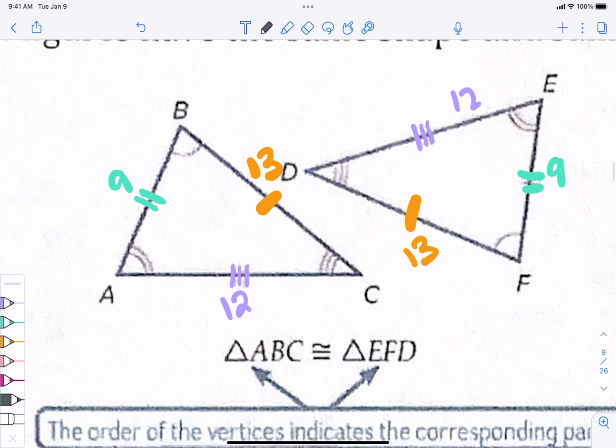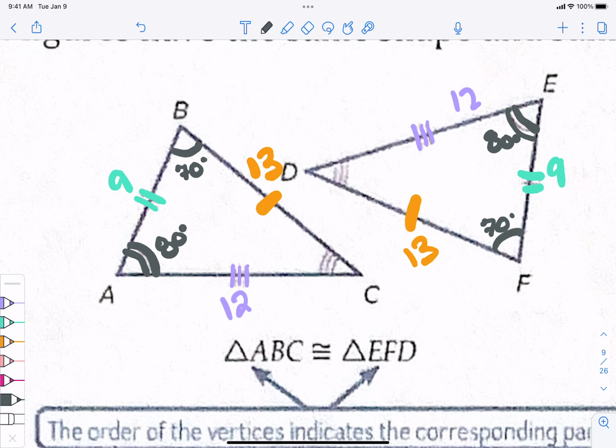So over here, just like you would anticipate, angle A has 2 tick marks. It is going to match up with angle E. Let's say angle A is 80 degrees. That means angle E is also going to be 80 degrees, right? B has 1 tick mark. It's going to be the same as F. Let's say that one is 70 degrees, and this one is 70 degrees as well, right? They have to be the same, okay?